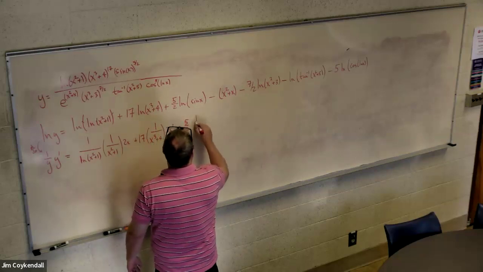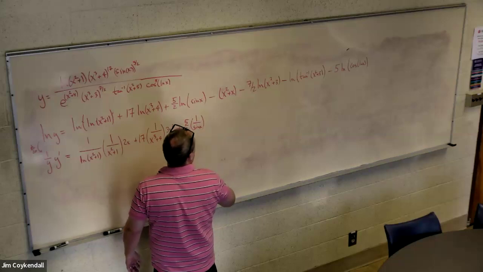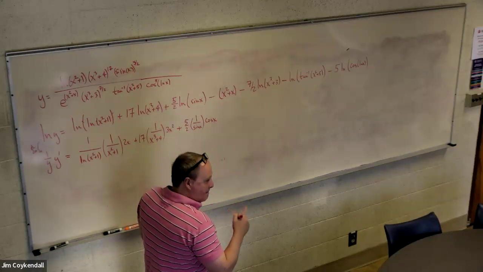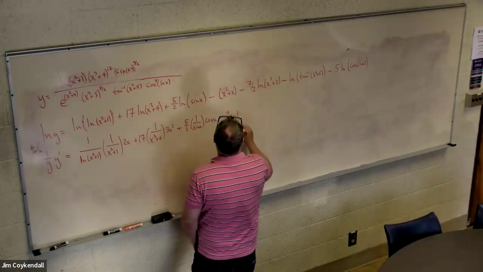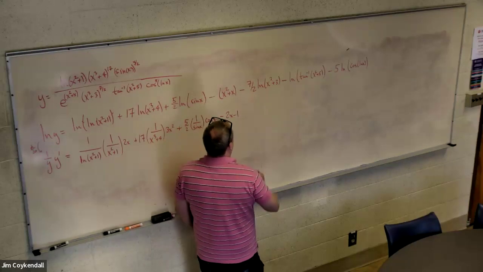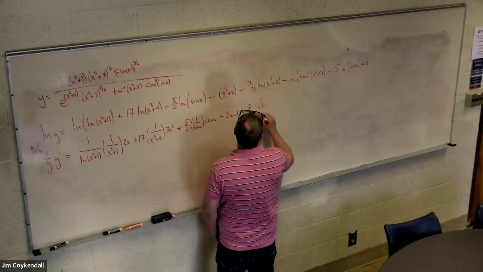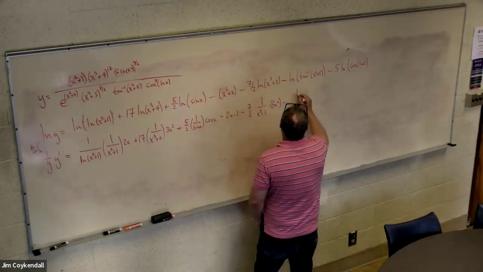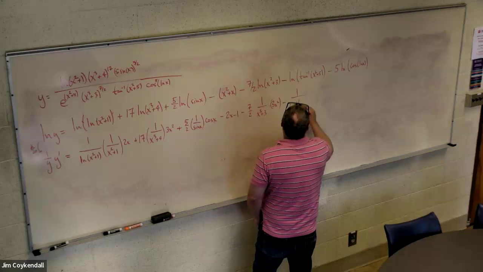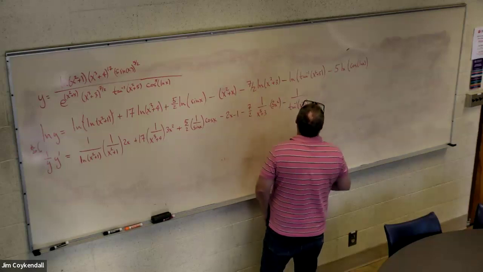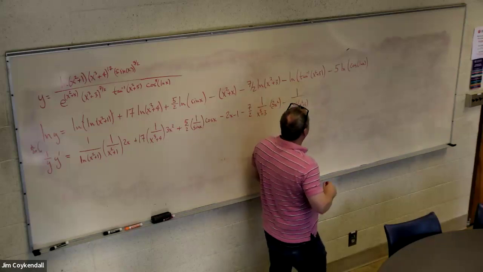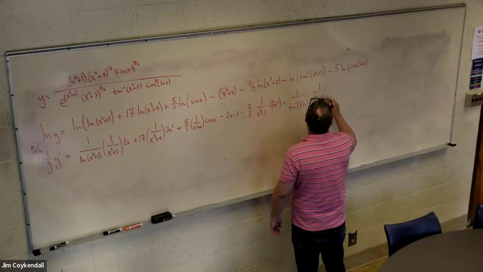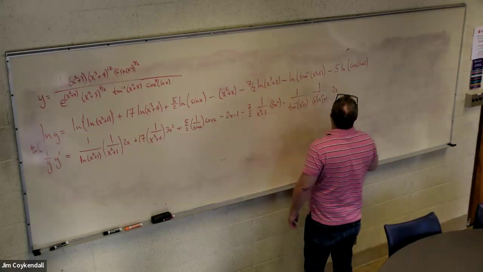5 halves, 1 over sine x times the derivative of sine x, which is cosine x, minus 2x minus 1, okay, minus 7 halves, 1 over x cubed plus 3 times 3x squared, minus 1 over inverse tangent x squared plus 5. Okay. Now times the derivative of what's inside. Derivative of inverse tangent blob is 1 over blob squared plus 1. Now the derivative of what's inside there is 2x.